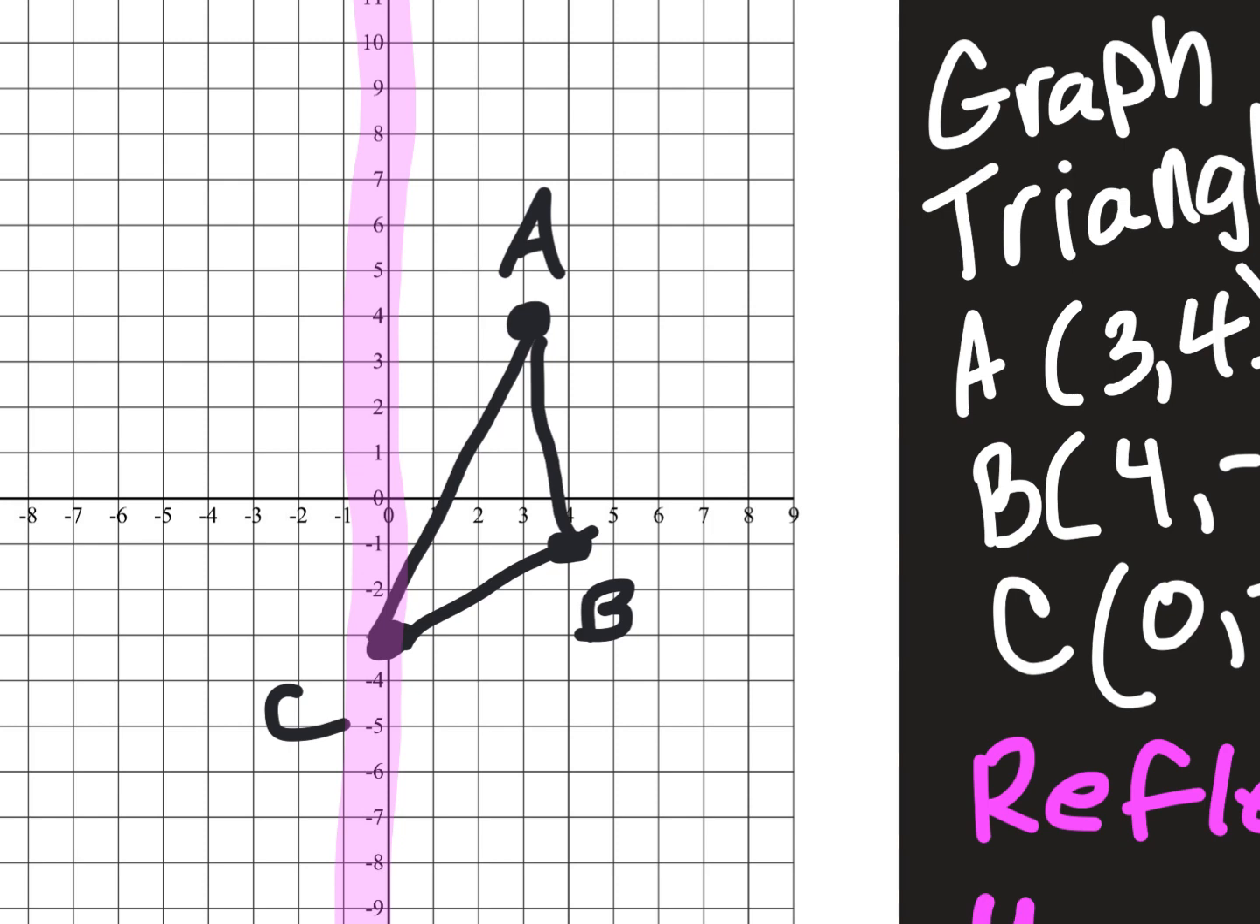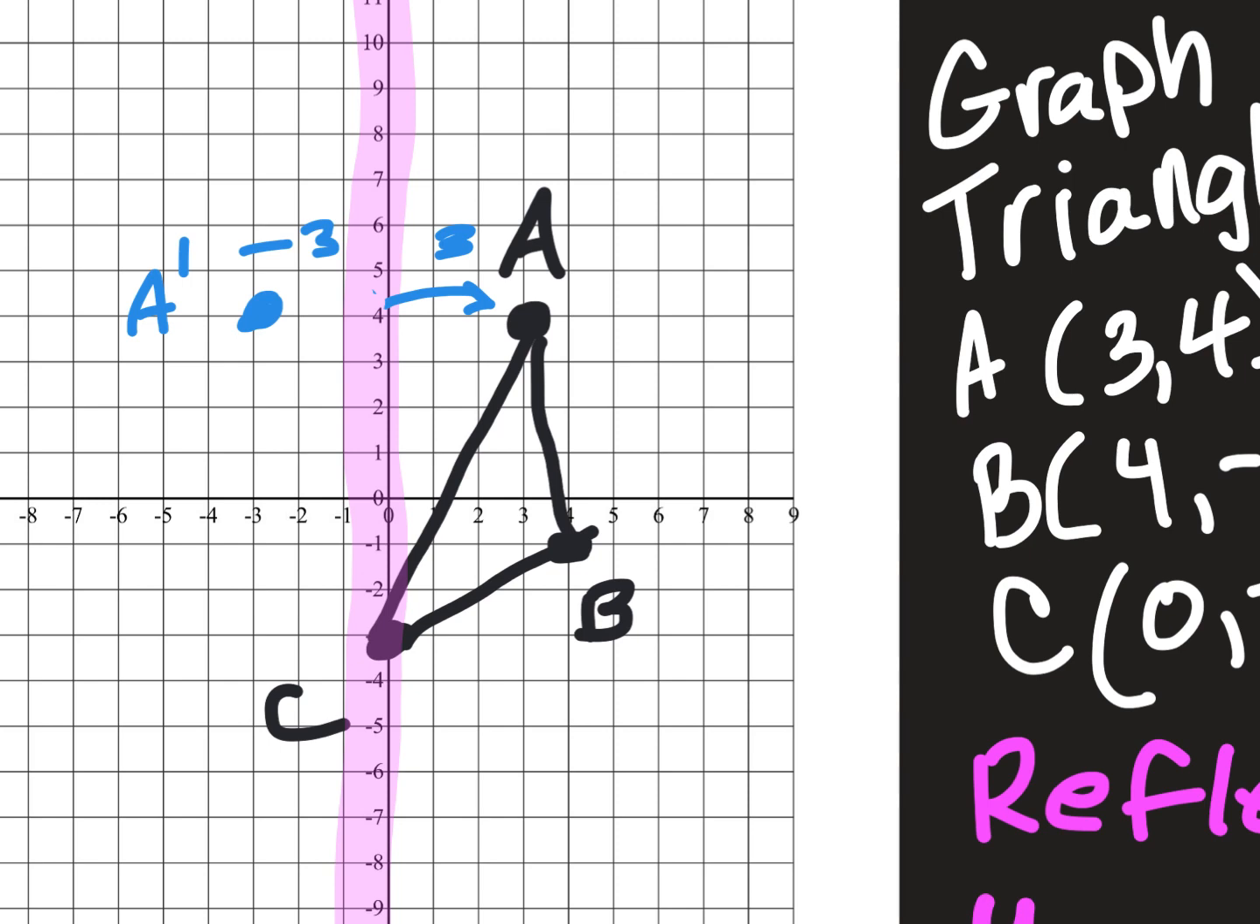So look, I'm going to look at coordinate A. The fact that coordinate A is 3 units to the right of that line of reflection means that A prime is going to have to be 3 units to the left of that line of reflection. It's going to be a mirror image. So A prime, I'm going to get rid of this, is going to be right here.